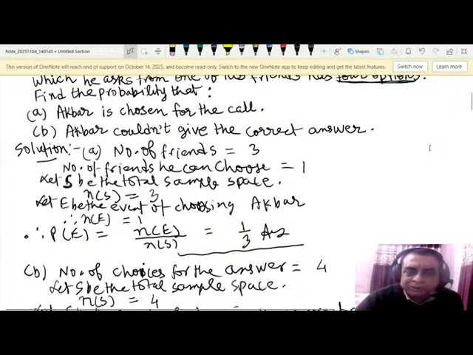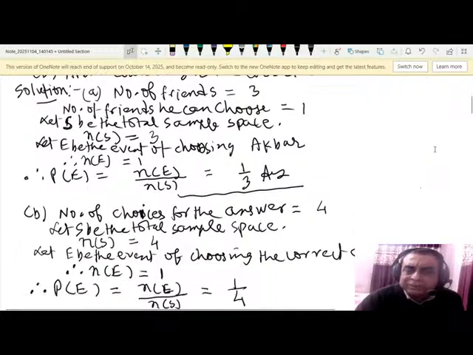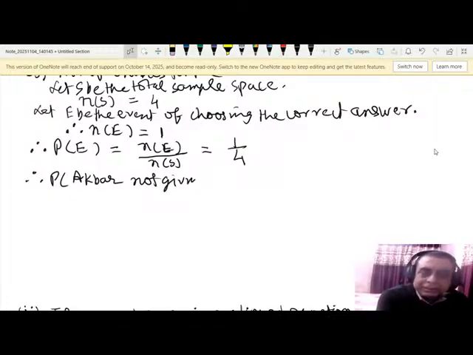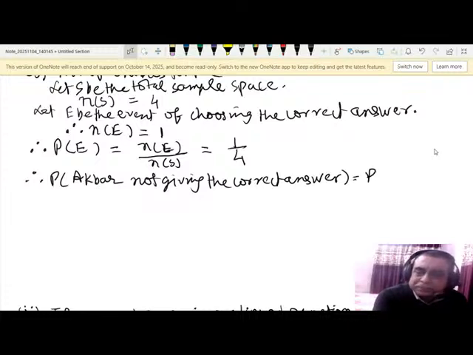But in the question, it is asked, what is the chance of Akbar not giving the correct answer, which is denoted by P(E dash). So the probability of Akbar not giving the correct answer is denoted like this, P(E dash).